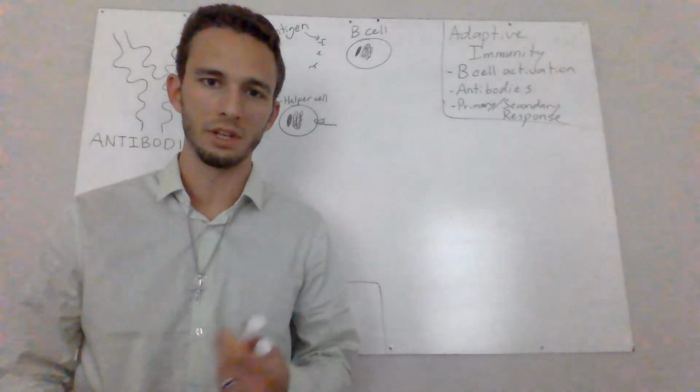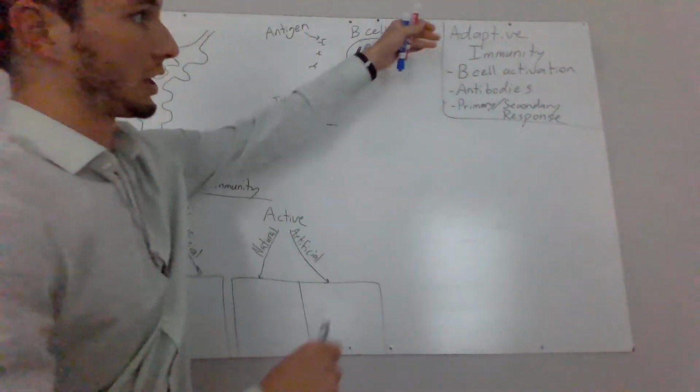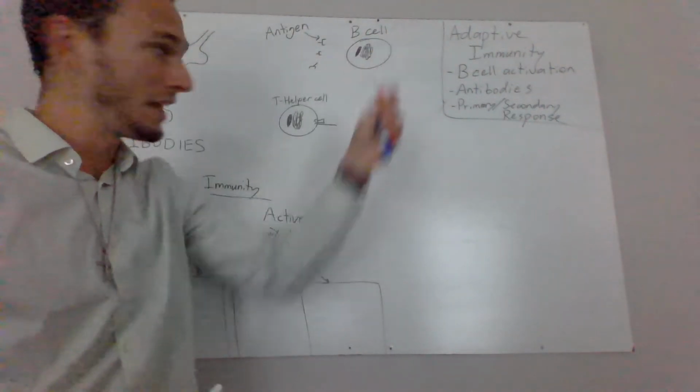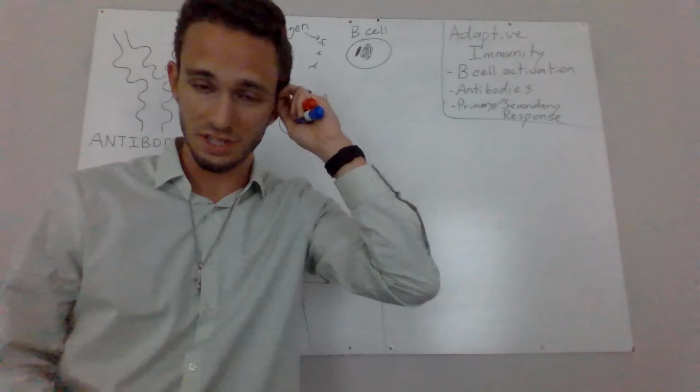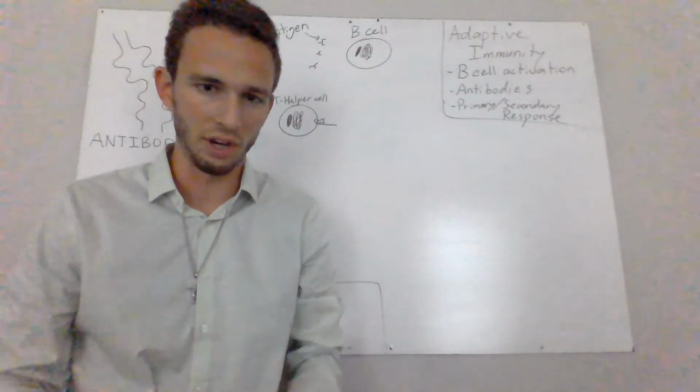This first one will be over the adaptive immune system, specifically our lymphocytes. So we're going to be talking about our B cell activation, as well as how our T helper cells or CD4s are going to help spur the B cells on to immunity.